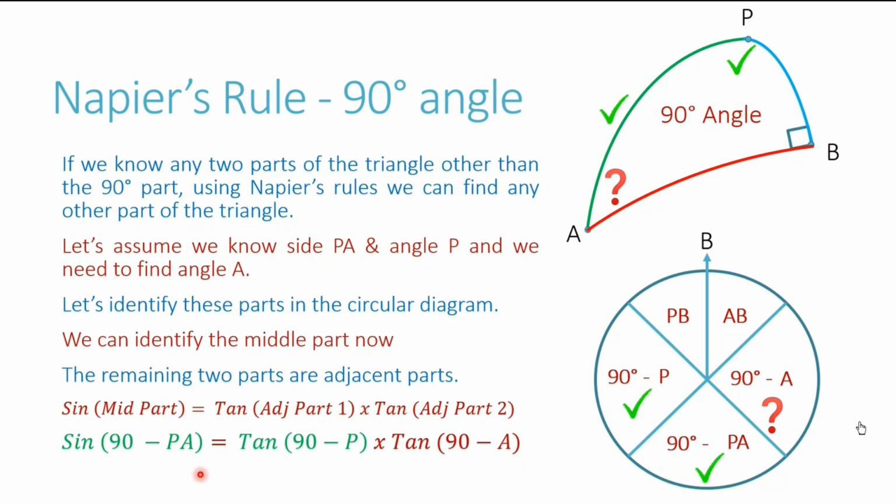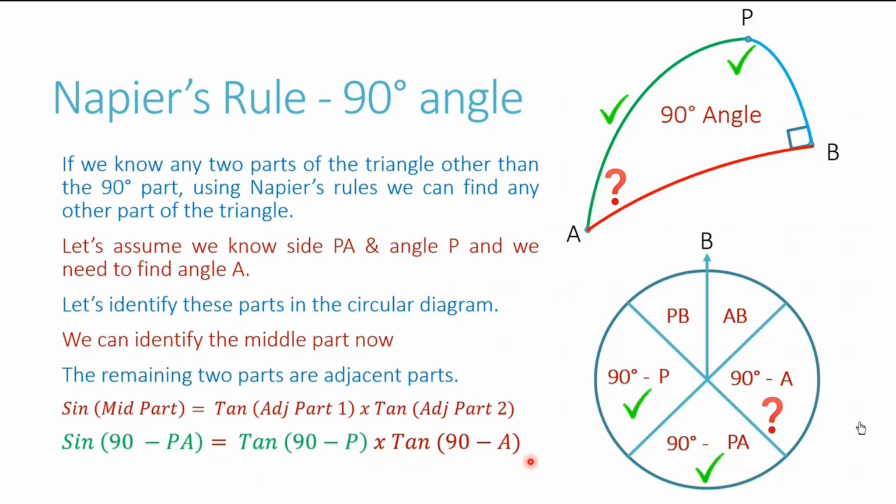Now, if you have a look in this applied formula, we know the PA side of this triangle. It is known to us. You have a green tick mark here indicating that it is known. We assume that this is a known part. So I have marked this in green here. Then coming to the right hand side, the angle P is also known to us. We have a tick mark. We assume that angle P is known to us. So I have marked this tangent 90 minus P also in green. These are the two parts which are known to us.